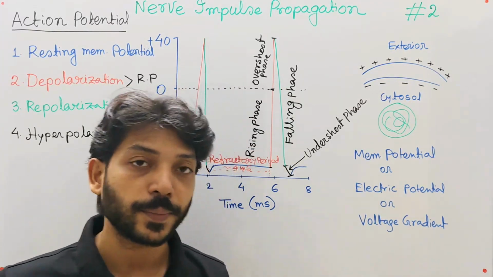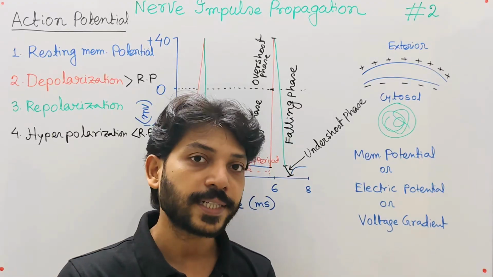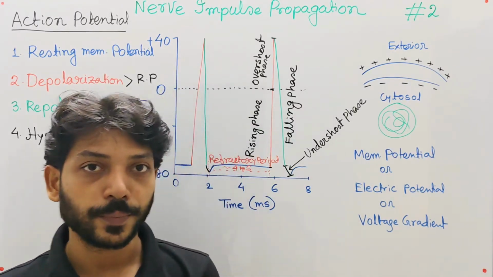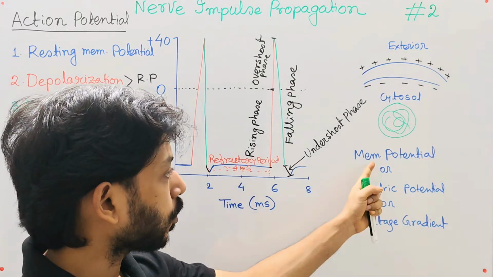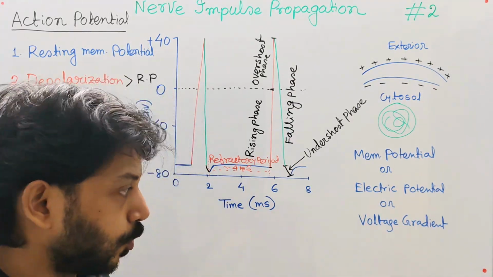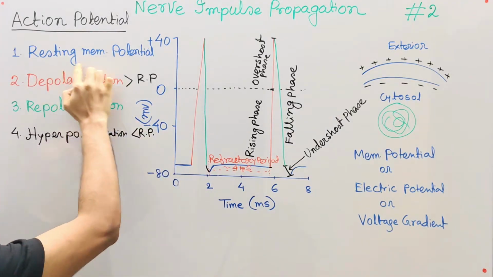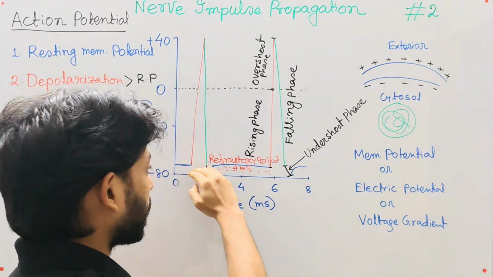Now what is resting membrane potential? When a neuron is in unexcited condition, this is called resting membrane potential. This is the baseline of the membrane potential or the voltage gradient present in an unexcited neuron. Basically, this resting membrane potential is actually not part of the action potential, but it is the baseline.